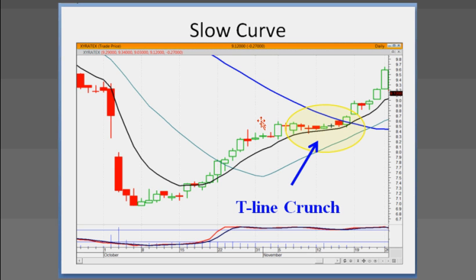We can also recognize patterns like the T-line crunch, where they can't close below the T-line, and that kind of crunches up through a resistance level so that you're constantly staying in a situation where otherwise you might get a little bit nervous about holding onto a position that's not moving for quite a while.